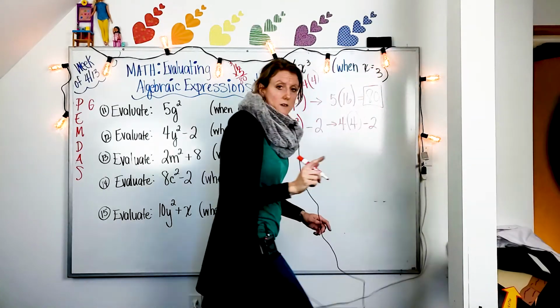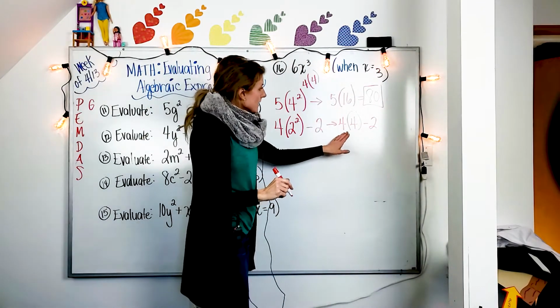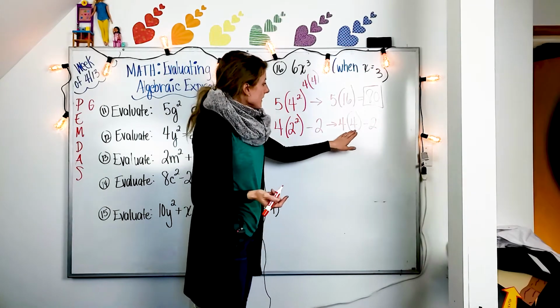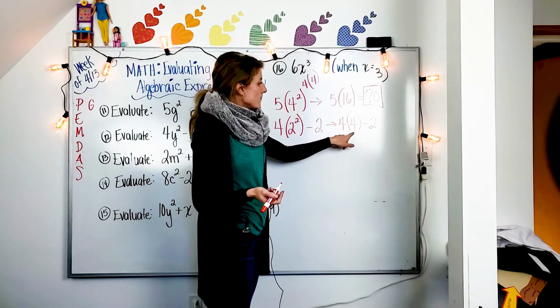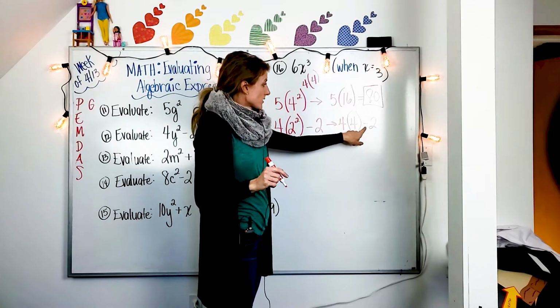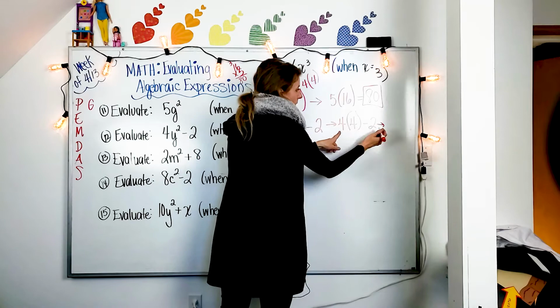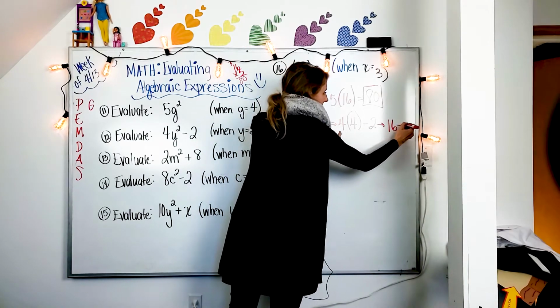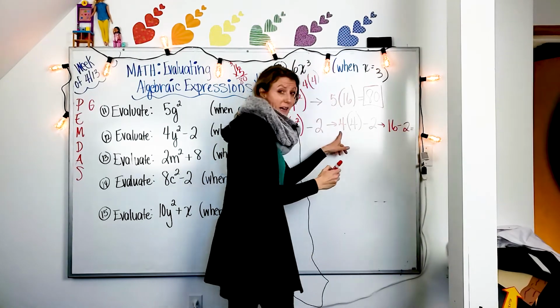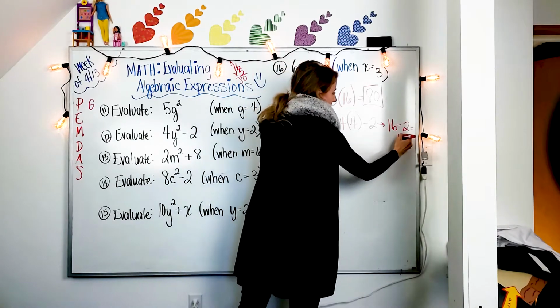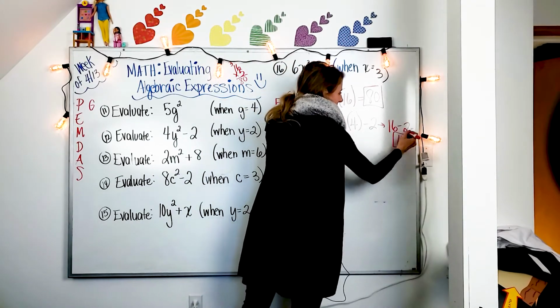I'm going to step over here so you guys can see a little bit better. Now we just have to break this down a little further. The next thing with PEMDAS would be multiplication and then subtraction. So we want to do this first. 4 times 4 changes to 16 minus 2. I'm running out of room here. I'm sorry. 16 minus 2 is a final answer of 14.